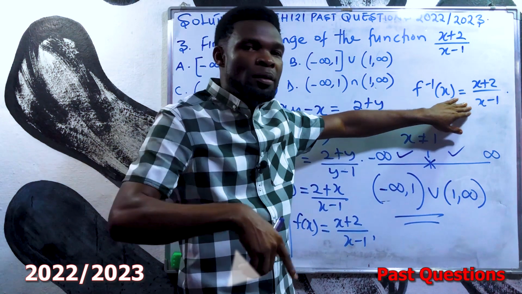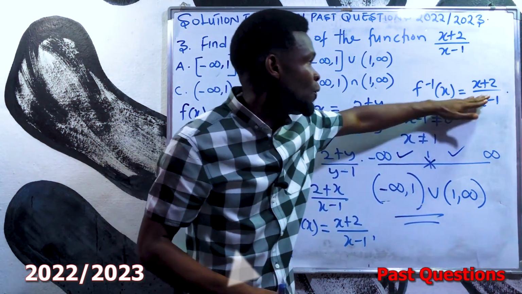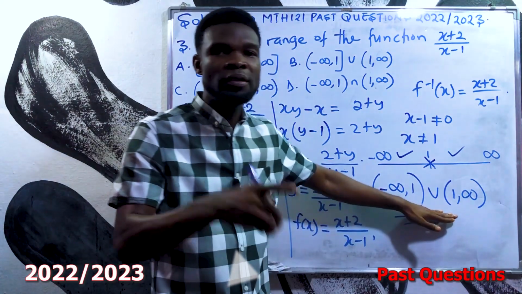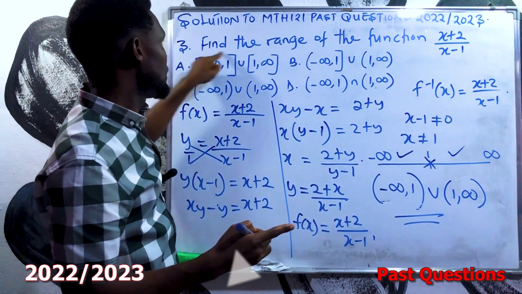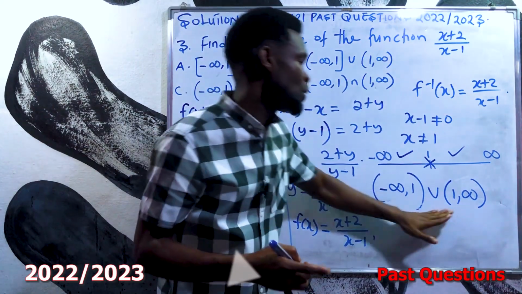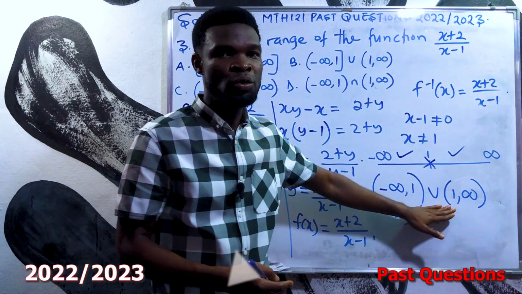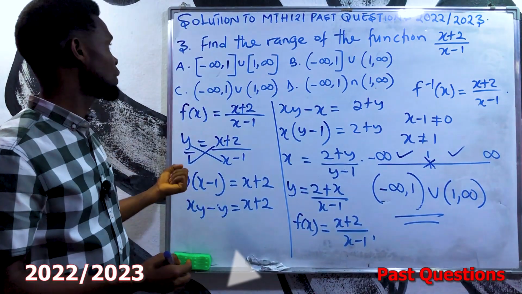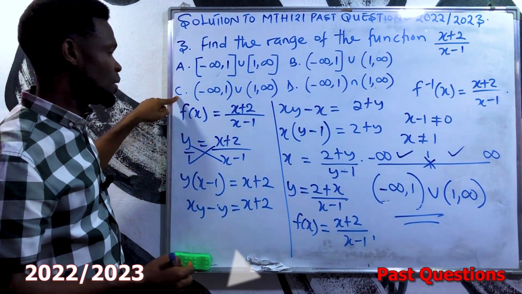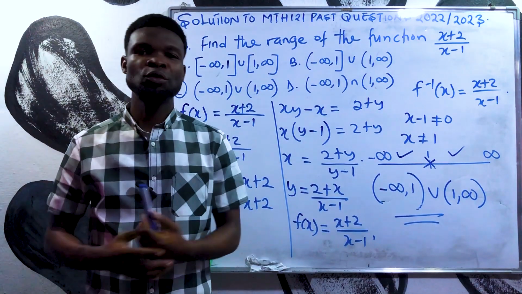So this particular domain of the inverse function becomes the range of this rational function. So this is the range of this particular function. So if you go to the options, that will be option C. That's how to solve the problem.